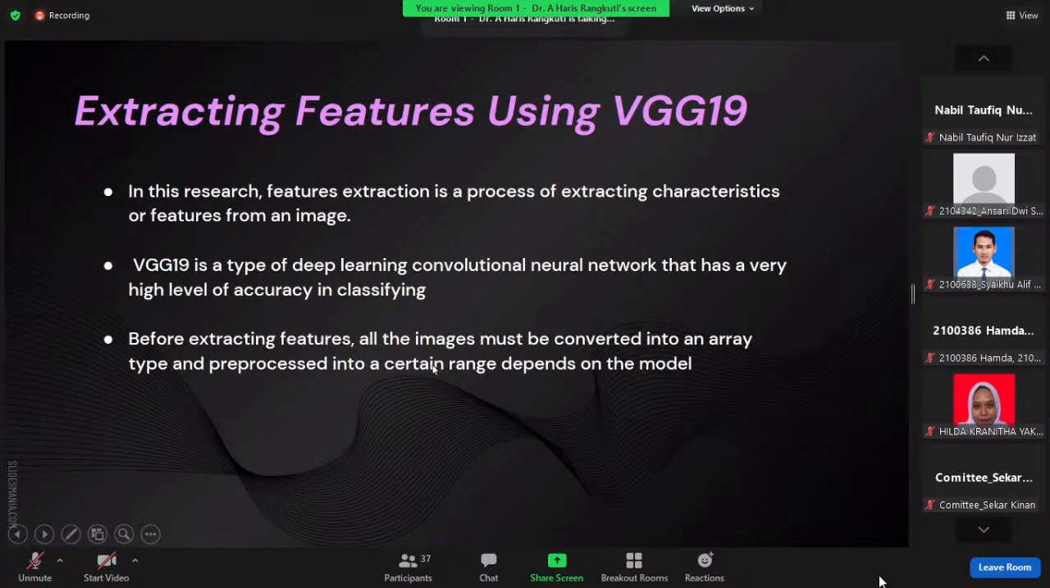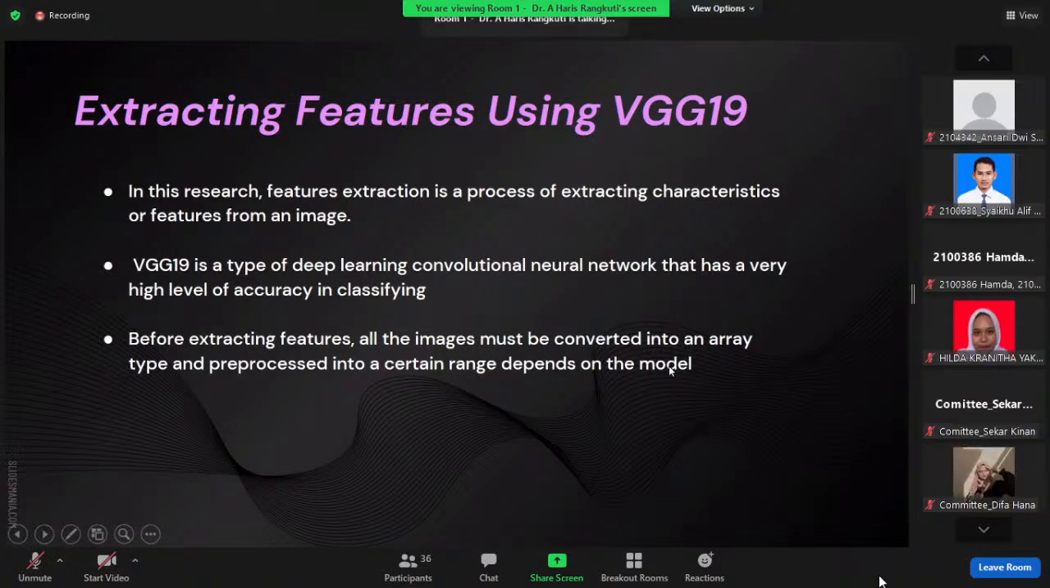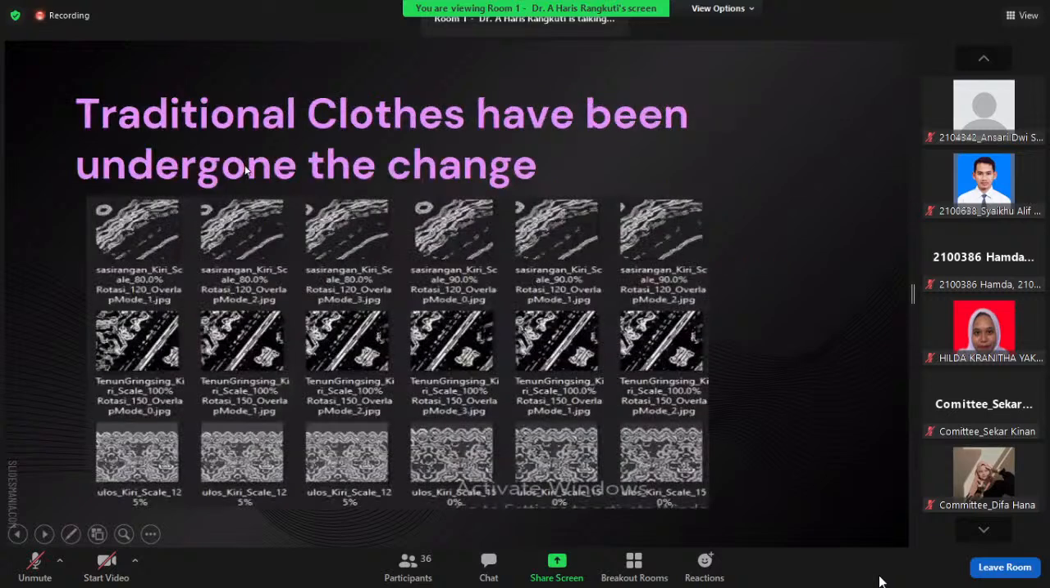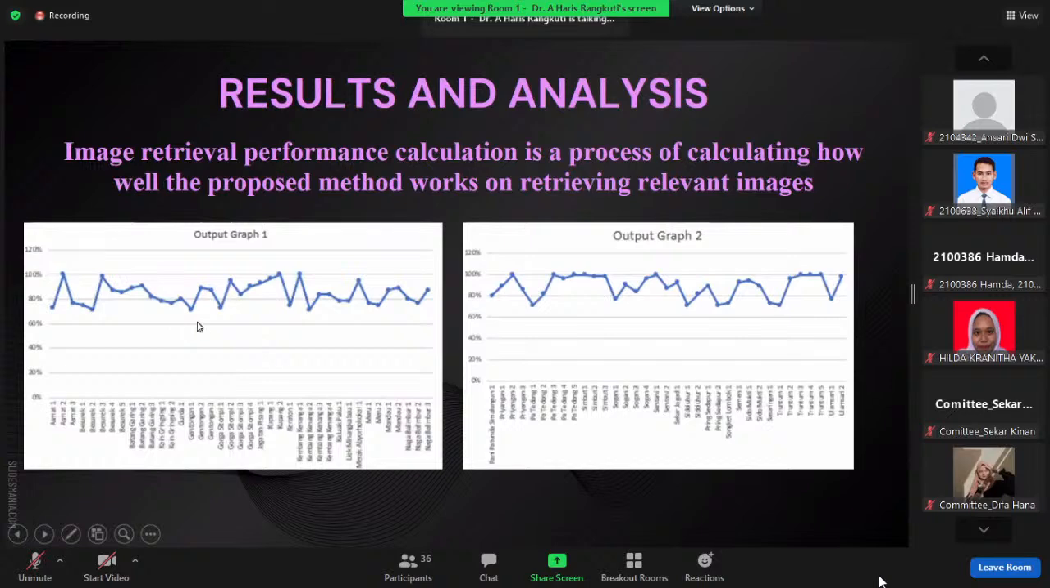Before feature extraction, all the images must be converted, so the image is converted to array type and pre-processed, with the range depending on the CNN model. This is the same as the traditional code, which has undergone some changes for the rotation and scaling. The other result images we can see starting from output graph 1.